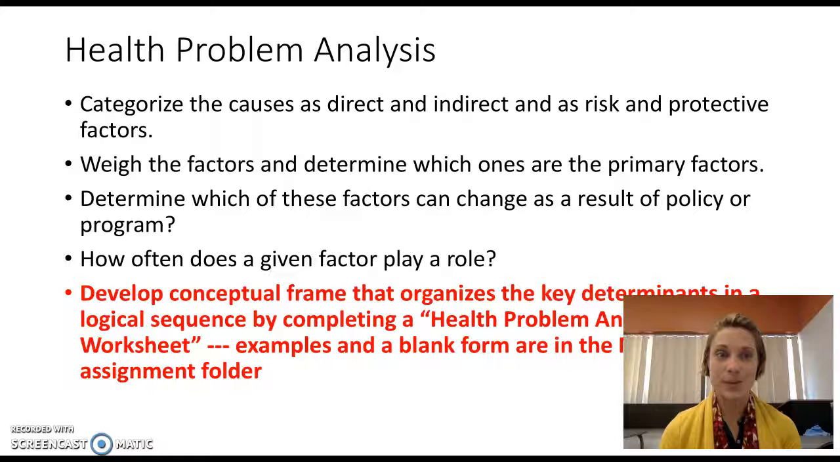Lastly, you want to do a health problem analysis. In this process, you're going to categorize the causes as direct and indirect, and as risk and protective factors. You're going to weigh the factors and determine which ones are the primary factors, and then you're going to determine which of these factors can change as a result of the policy or the program, as well as think about how often any given factor plays a role.